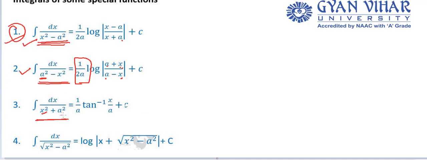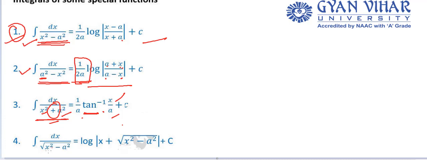If you have x square plus a square, now you don't need 2a, it's 1 by a tan inverse x by a. So if there is a positive sign in between, then you have to remember it with tan inverse. Tan is always positive. If you are having positive, then you use tan inverse x by a, and if it is negative, then these are the formulas.